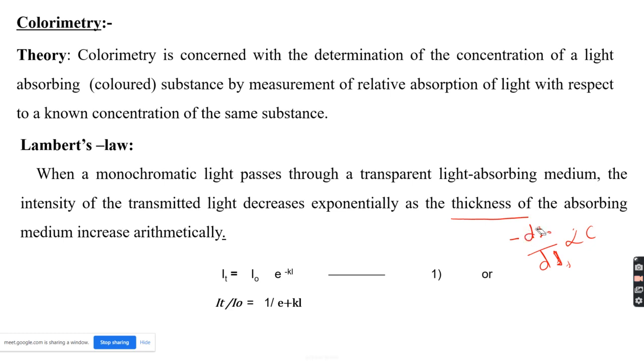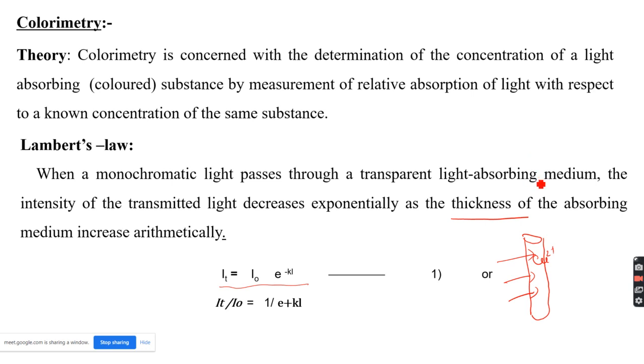Instead of writing this, we may express it by an exponential term: It is equal to I naught e to the power minus KL. That is, when a monochromatic light passes through a transparent light absorbing medium, say I take a medium like any solution, the CuSO4 solution which contains Cu2+, and I pass a light. This should be a transparent medium, which means the light should transmit through this medium.